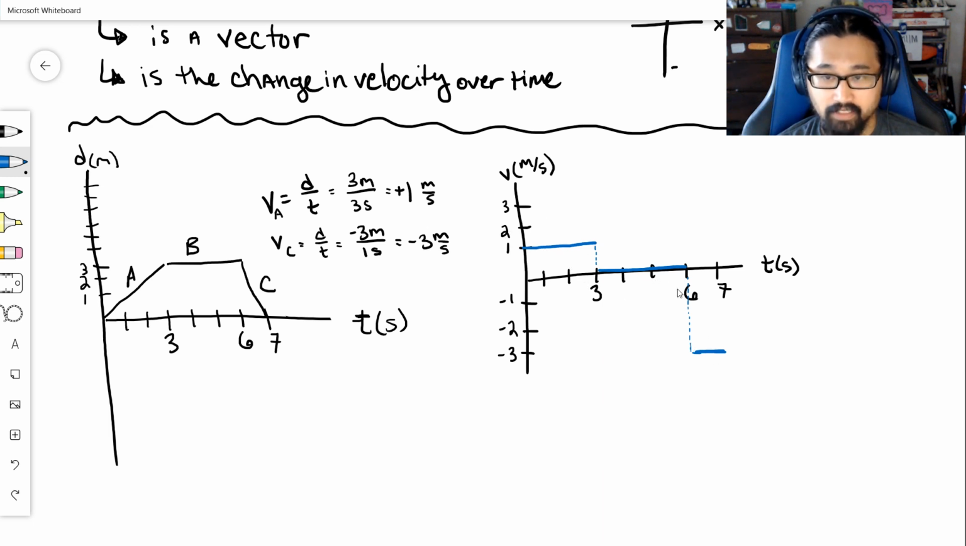This velocity time graph tells me exactly the same information about the motion of this object as this displacement time graph. There's exactly one thing that this velocity time graph does not tell me. It does not tell me where the object started. It only tells me how fast the object is moving at a certain time.